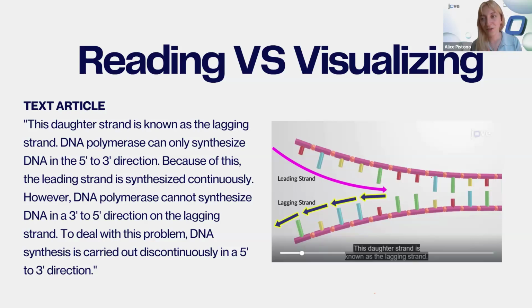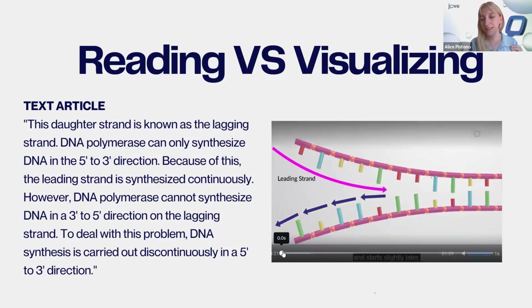Now, some of this is jargon, DNA polymerase, 5' to 3', but think about how difficult it can be to understand what the direction is and just how the synthesis happens through this text. Yes, of course, a lot of textbooks have images, but now let's watch the corresponding video with the audio on top to see how different the visualization is.